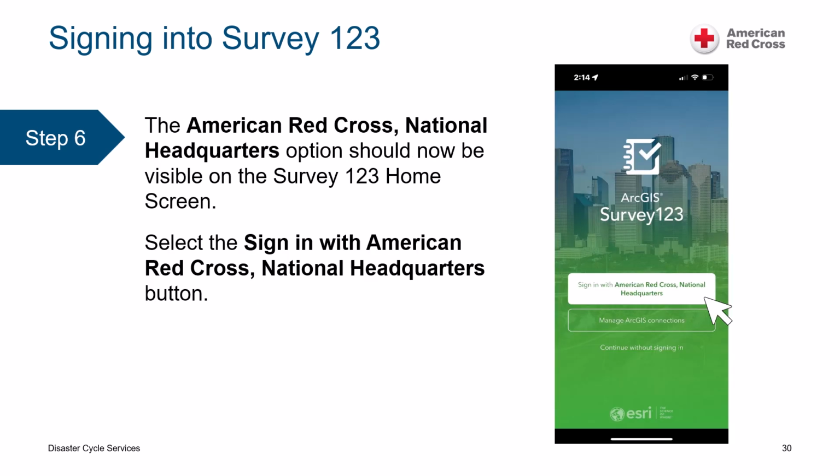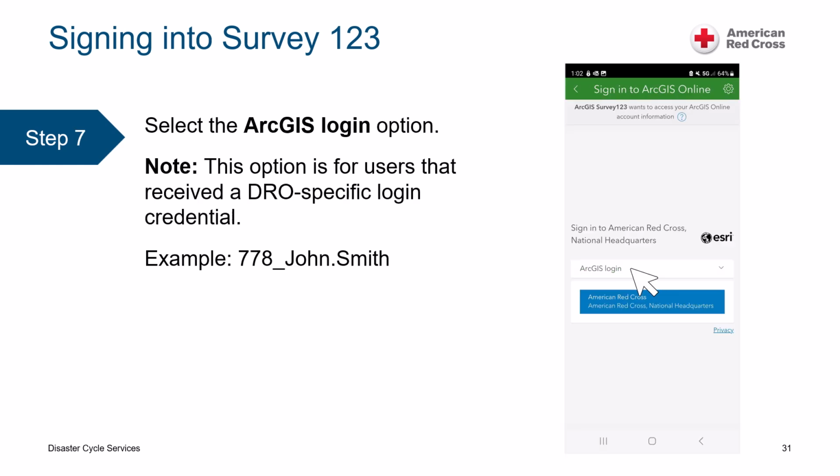The American Red Cross National Headquarters option should now be visible on the Survey 123 home screen. Select the Sign In with American Red Cross National Headquarters button. Select the ArcGIS Login option. This option is for users that received a DRO-specific login credential.